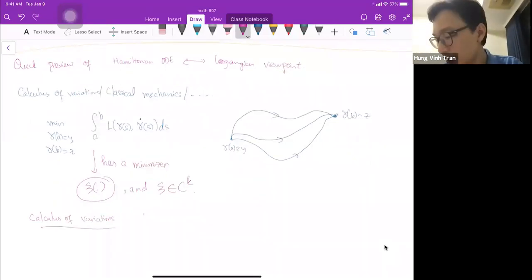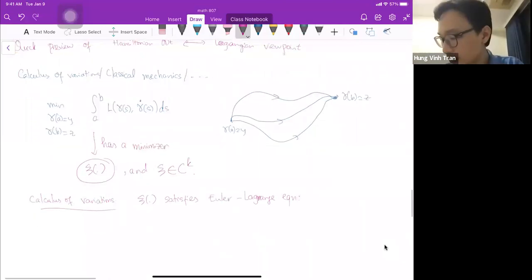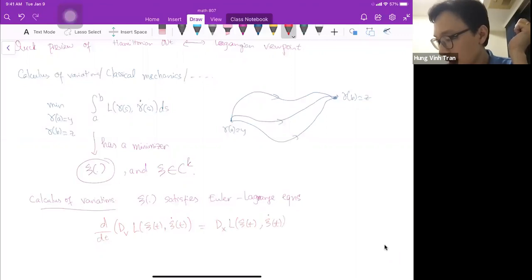And we show that c satisfies the so-called Euler-Lagrange equations. We're going to prove it, don't worry. This is just a preview: d over dt of Dv L(c(t), c dot(t)) equals Dx L(c(t), c dot(t)) for a less than or equal to t less than or equal to b. Okay, so I'm going to have this Euler-Lagrange equation.